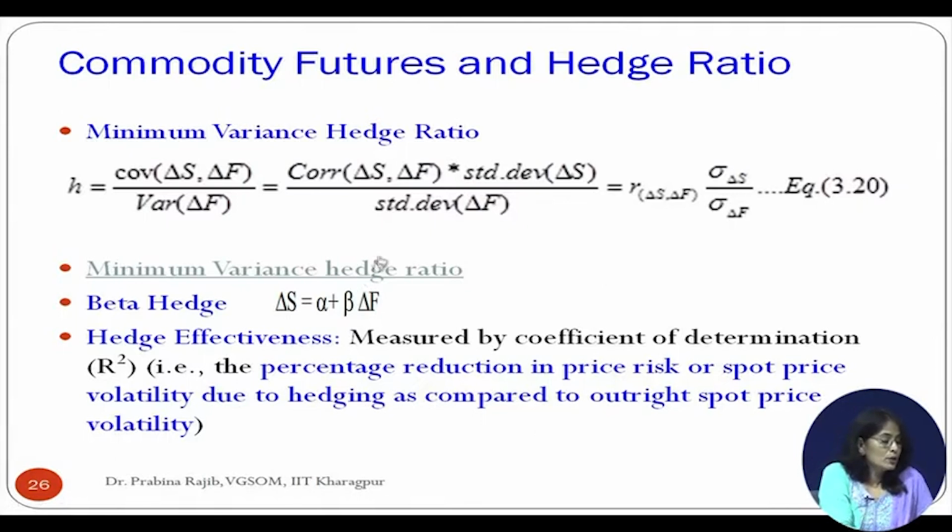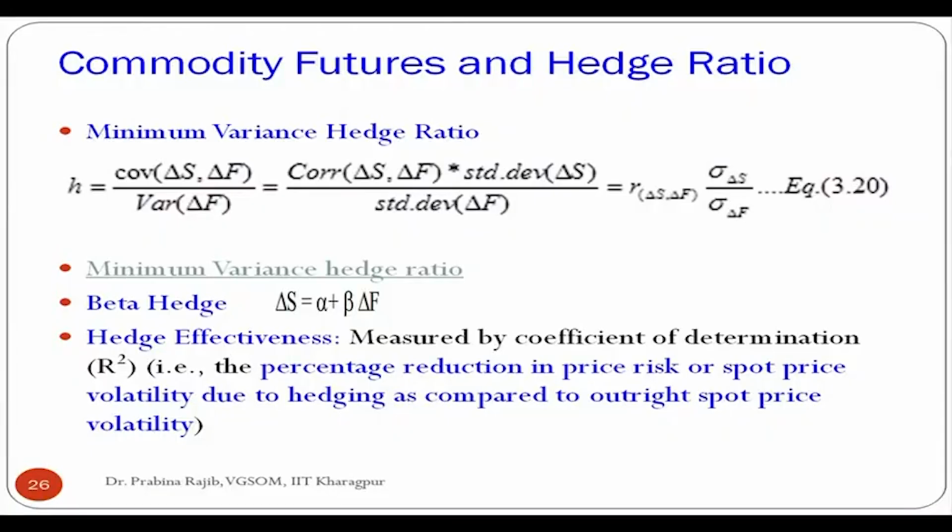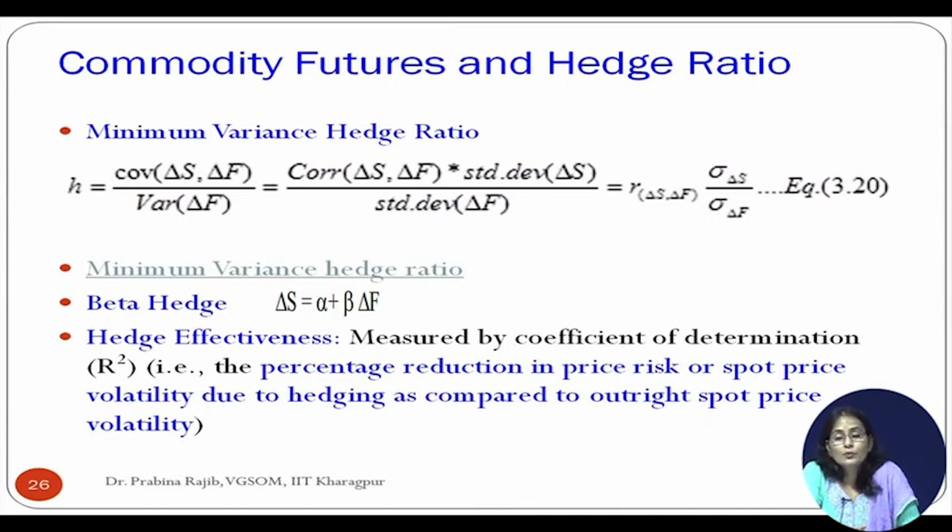Now, with respect to the minimum variance hedge ratio, I would like to discuss a little bit a concept called the coefficient of determination. I'm sure each of you has done what exactly the coefficient of determination is within a regression. That is your R square. R square measures the hedge effectiveness. So how do we define hedge effectiveness? Hedge effectiveness is the percentage reduction in the risk or the spot price volatility due to hedging as compared to outright spot price volatility.